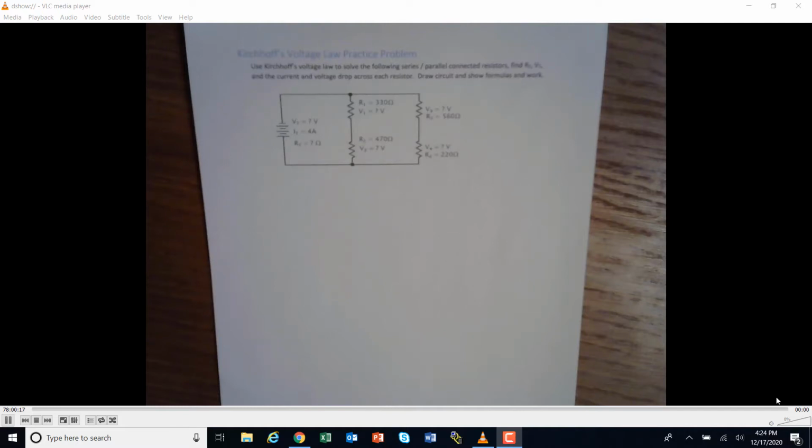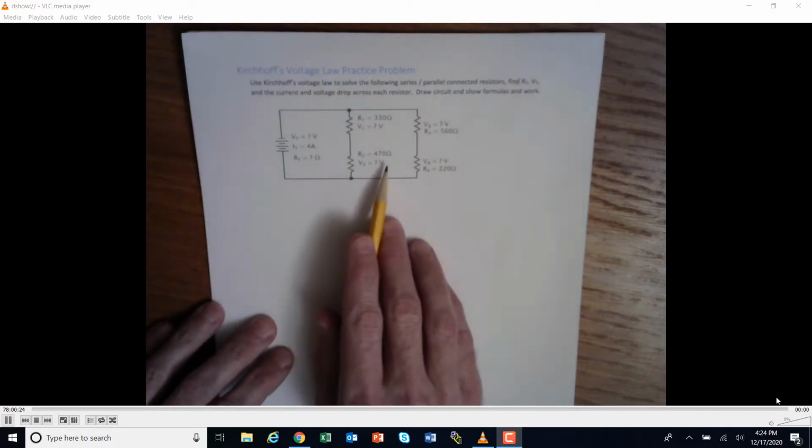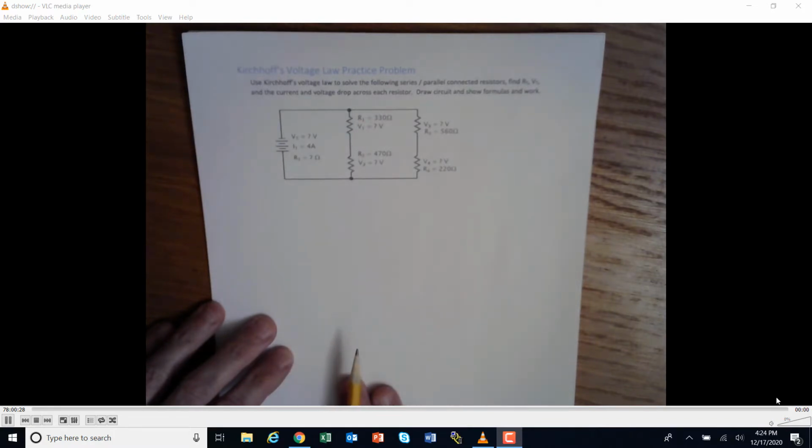Okay, we're going to use Kirchhoff's voltage law to solve this combination circuit. This is the circuit that we did before, where we broke it all the way down and simplified it, and then we worked back up. But we're not going to do that. We're going to do it a little bit differently.